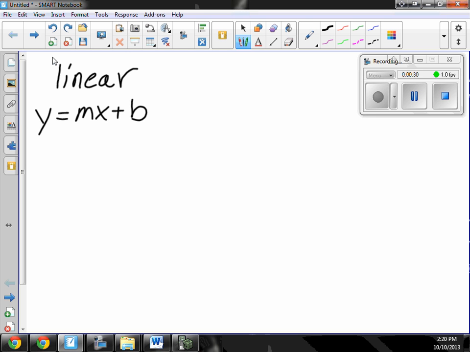The recursive model looks like y sub n equals y sub n minus 1, and then we add our m value. So we're just taking last year and we add the same number to last year over and over and over. Now, these translate into a specific type of sequence. What is a linear function called in terms of a sequence? Arithmetic.